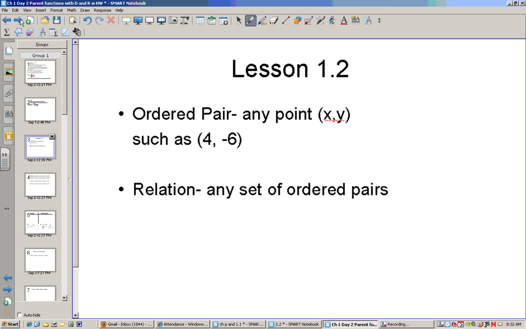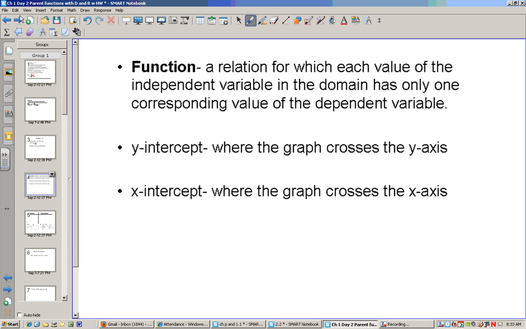Now, an ordered pair is any point (x, y) such that it's written (4, -6), where our 4 is our x value and our -6 is our y value. A relation is any set of ordered pairs. We could have a million different ordered pairs, or we could have 2, but any set of ordered pairs would be considered a relation. Now, a function is a specific relation for which each value of the independent variable in the domain has only one corresponding value in the dependent variable.